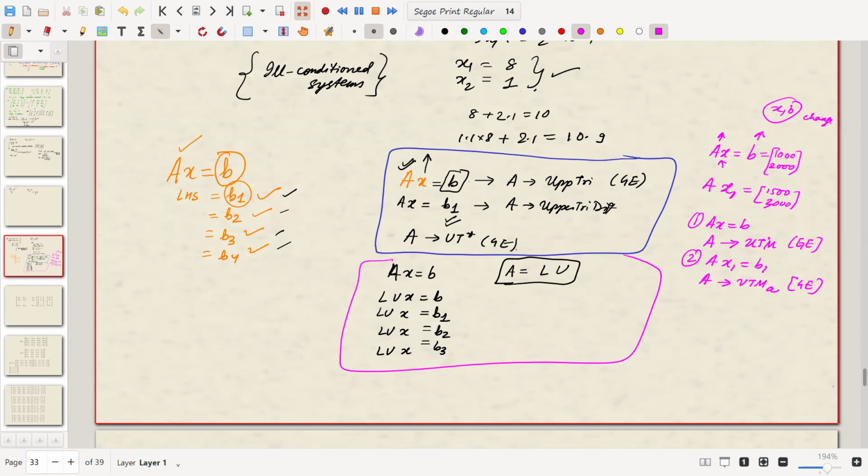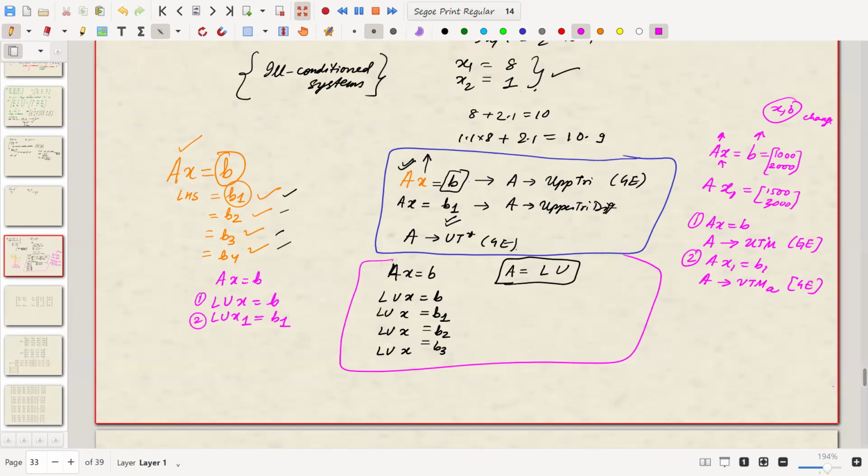Now, you know this situation. Now let us see the situation of LU decomposition. What happens? You have Ax equal to B. In LU decomposition, you decompose the matrix A into L and U. So LUx equal to B. Now here, I give you two solutions again. Your salary has increased again. So these are the two problems.